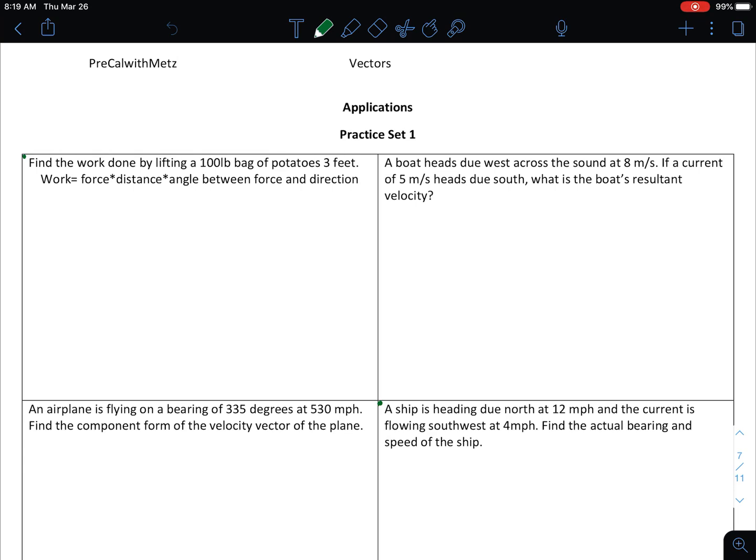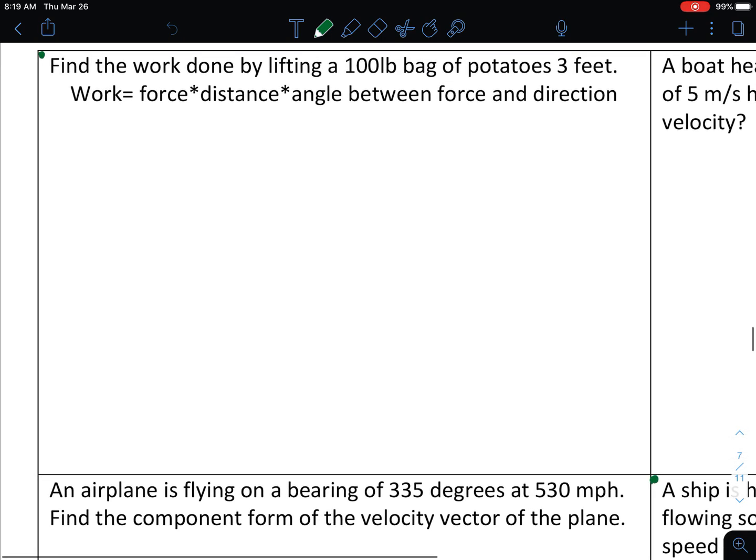In this video, we're going to work through some application problems involving vectors. And if we can draw a very accurate diagram, a lot of these problems are pretty simple to solve, especially when we're using some vector properties. So let's look here at this first one. We want to find the work done by lifting a 100-pound bag of potatoes 3 feet.